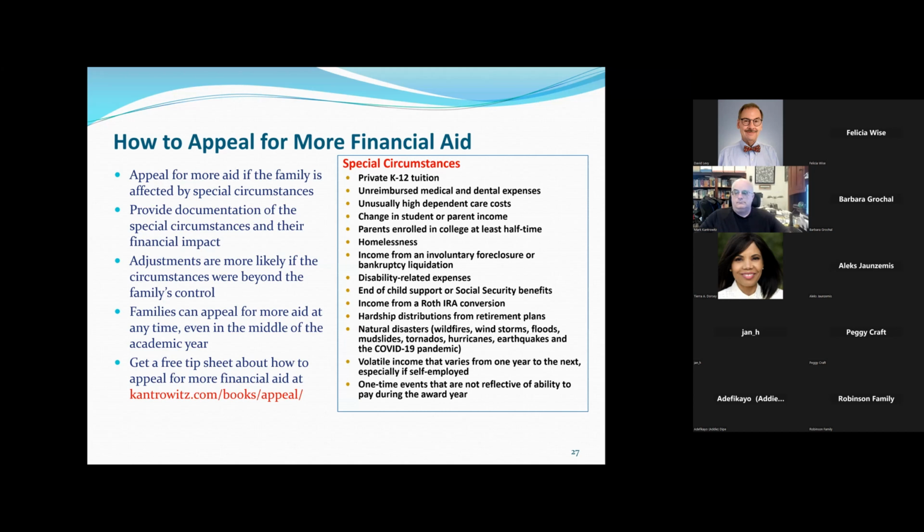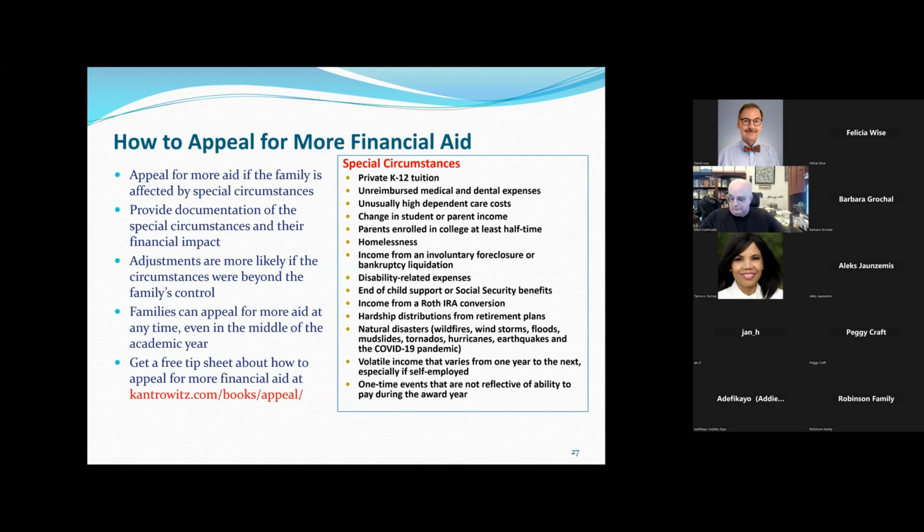Keep in mind, the 24-25 FAFSA is based on 2022 income. If you've lost your job, been furloughed, had a pay cut, or experienced a reduction in assets because of COVID-19 or the coronavirus, file an appeal for more financial aid.